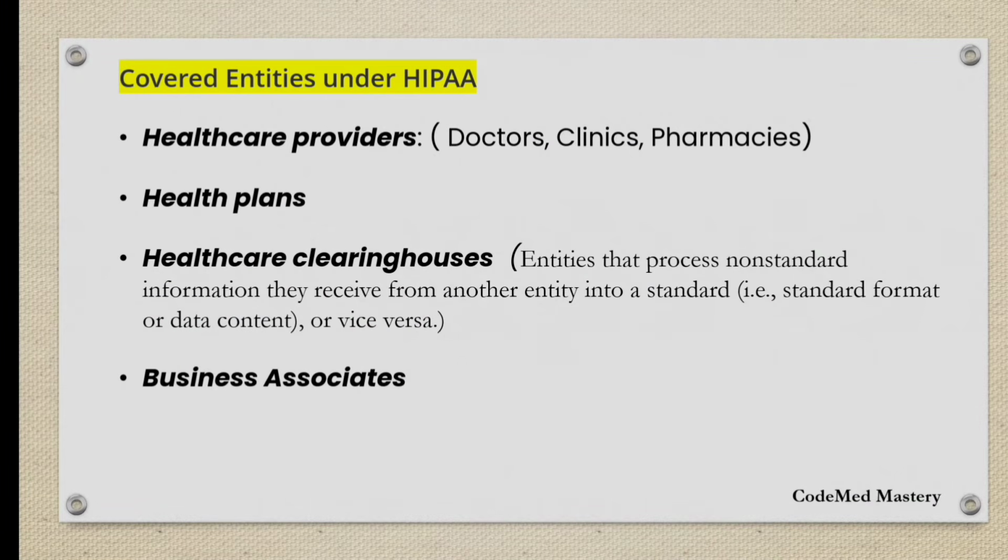Next important thing is, what are covered entities under HIPAA? So, the covered entities are healthcare providers, that is doctors, clinics, pharmacies, health plans, healthcare clearing houses. So, what are clearing houses? Those are entities that process non-standard information they receive from another entity into standard format. And next covered entity is business associates.